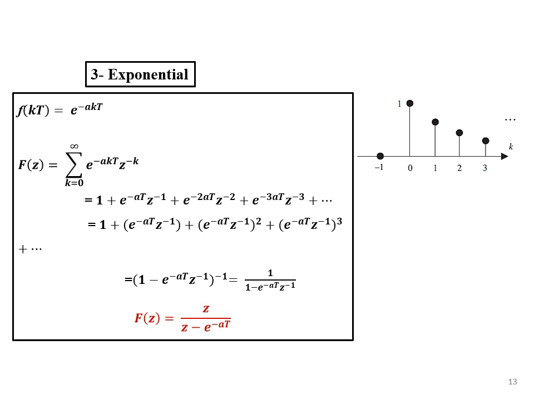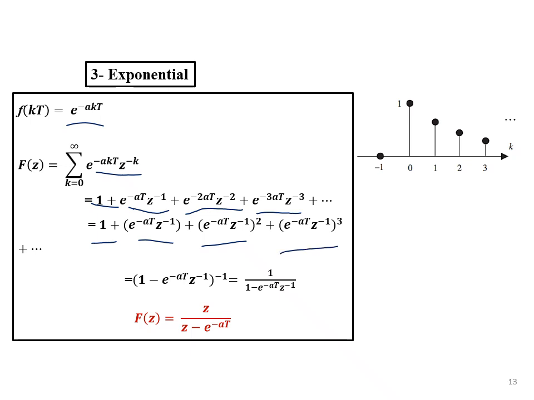If we have the exponential e to the power negative a kT, we get the summation k equals 0 to infinity of e to the power negative a kT times z to the power negative k. We get 1 plus e to the power negative aT z to the power negative 1, plus e to the power negative 2aT z to the power negative 2, plus e to the power negative 3aT z to the power negative 3, and so on and so forth. We have 1, plus e to the power negative aT z to the power negative 1, plus that quantity all to the power 2, plus that quantity all to the power 3.